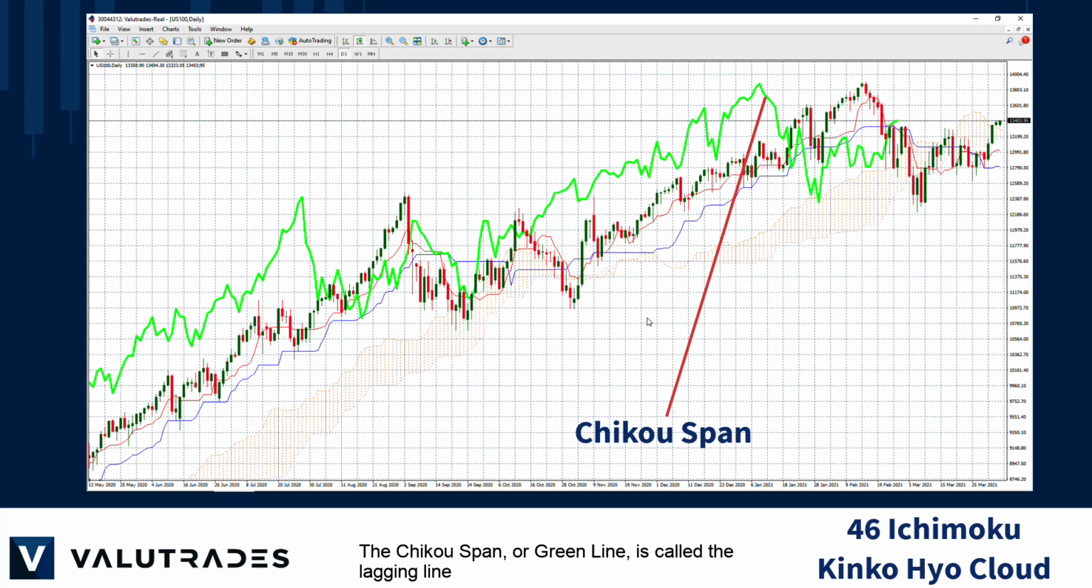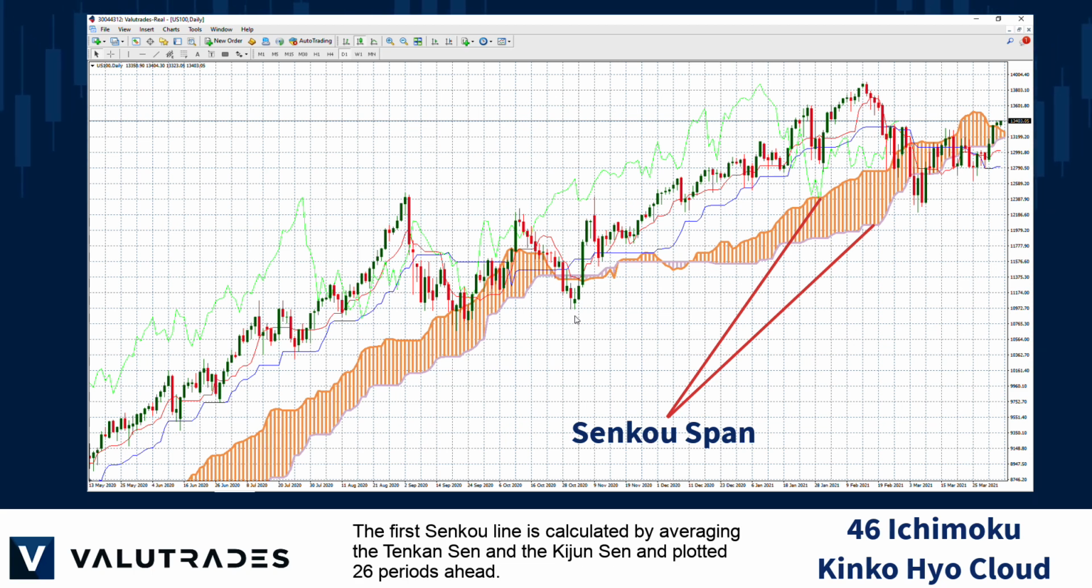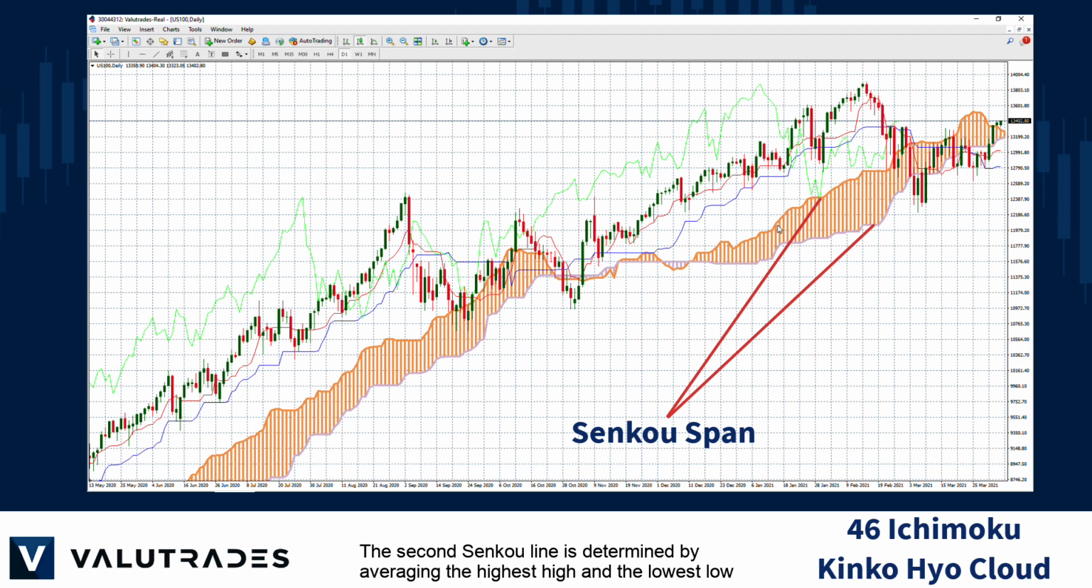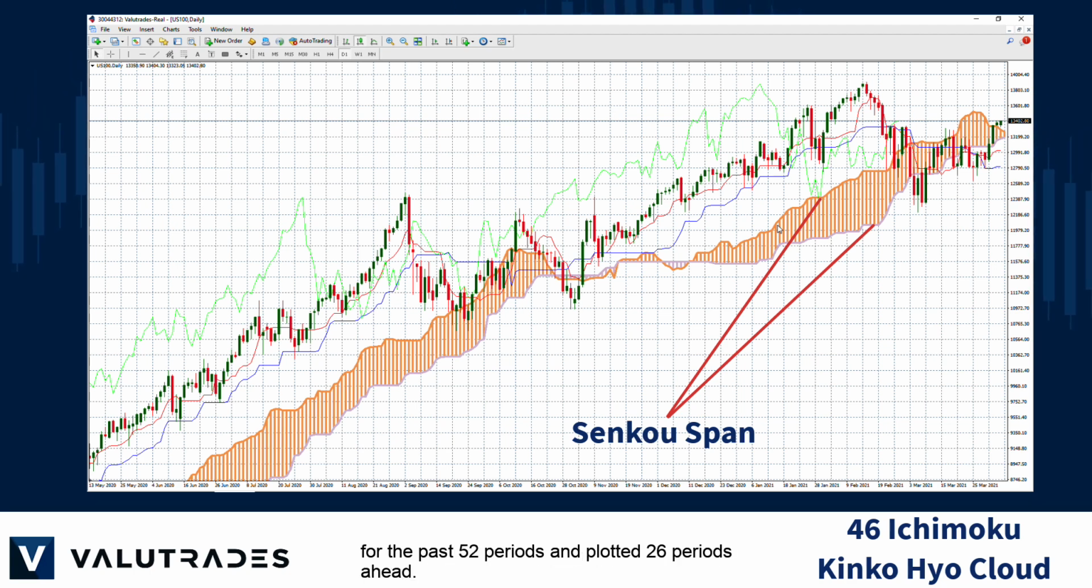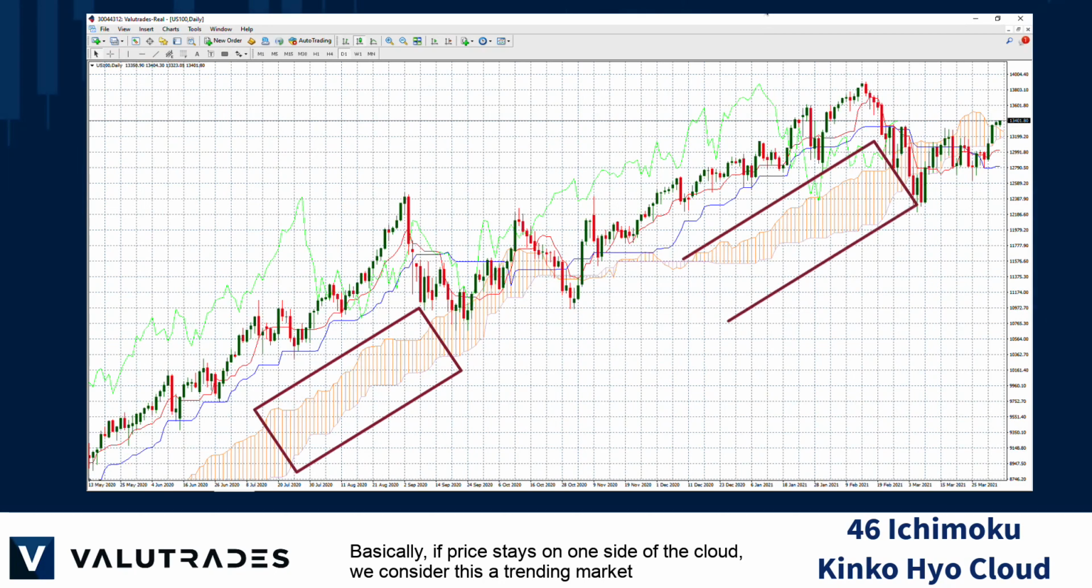The Chikou span, or green line, is called the lagging line and it is the current closing price plotted 26 periods behind. These are the Senkou span, or orange lines. The first Senkou line is calculated by averaging the Kijun Sen and the Tenkan Sen and plotted 26 periods ahead. The second Senkou line is determined by averaging the highest high and lowest low for the past 52 periods and plotting 26 periods ahead.